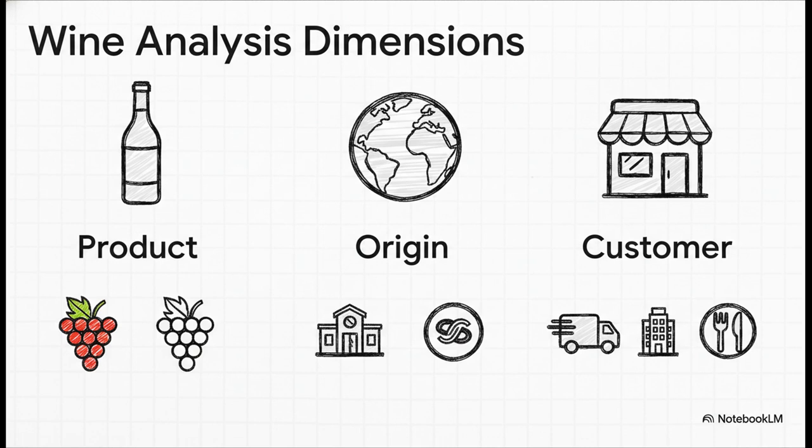For origin, they could tag it as Old World or New World, and then get even more specific with country and brand. And for the customer, they tagged the sales channel, getting super granular with terms like on-trade for restaurants and bars versus off-trade for retail stores.